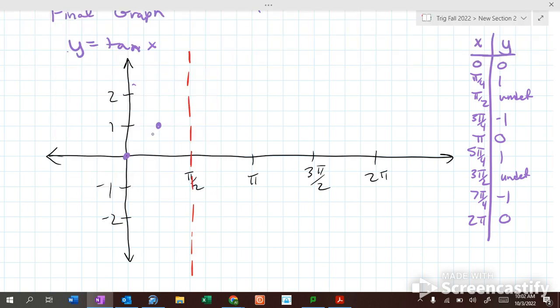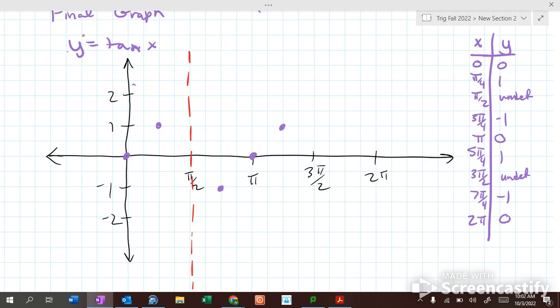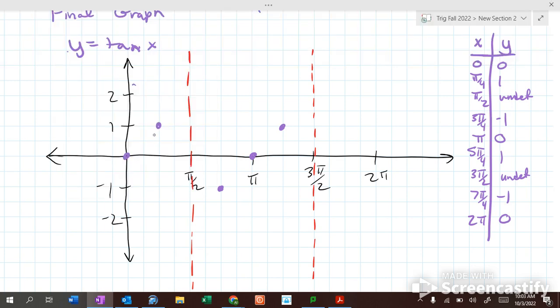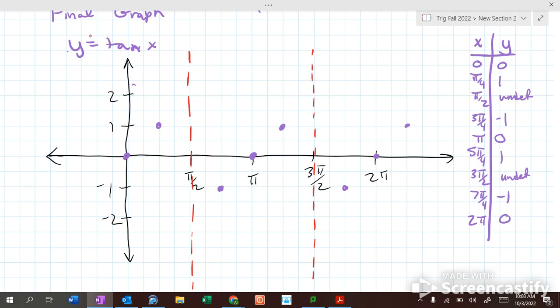And then 3 pi over 4 is halfway in between pi over 2 and pi. That's -1. Then we have 0. Then we have 1. Then we have another one of those cotton picking asymptotes. Then we have -1, 1, 1. And then we have an asymptote. That's probably enough.